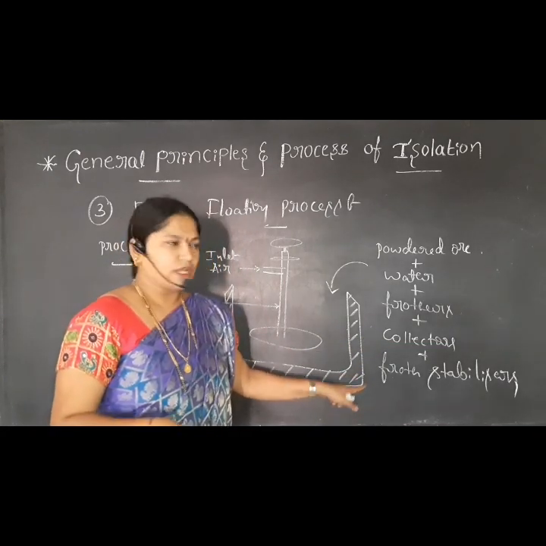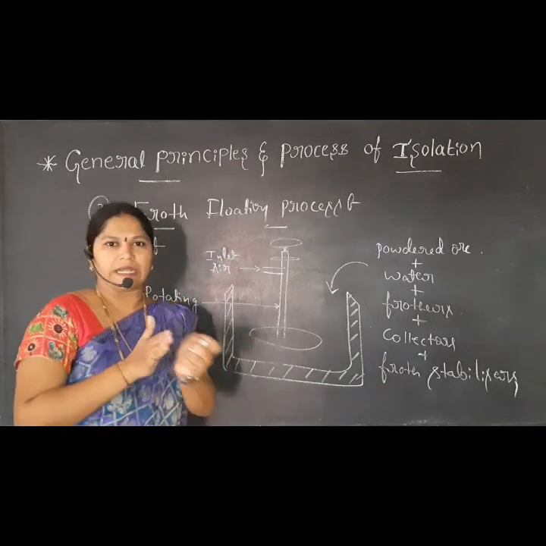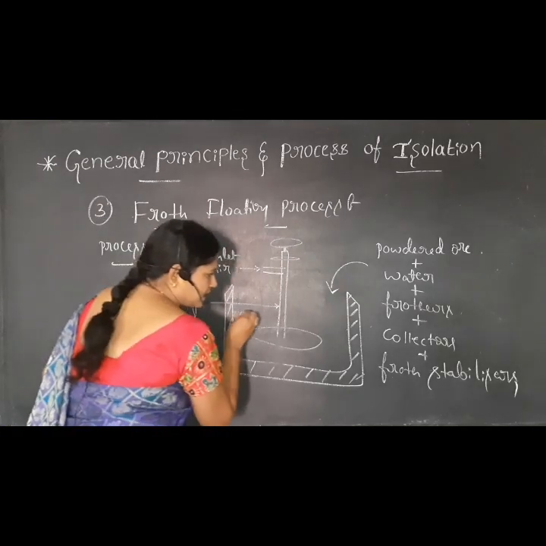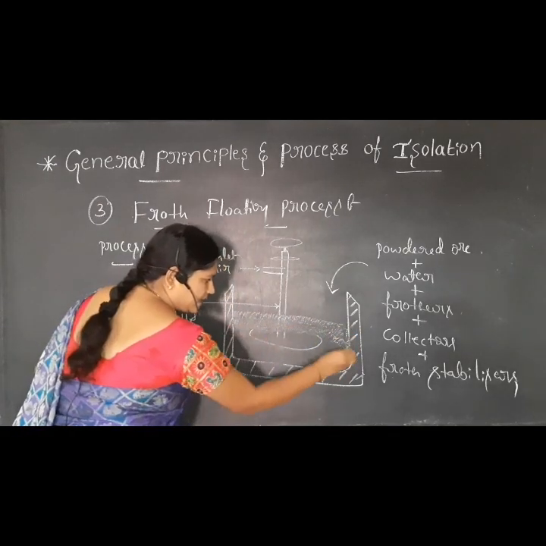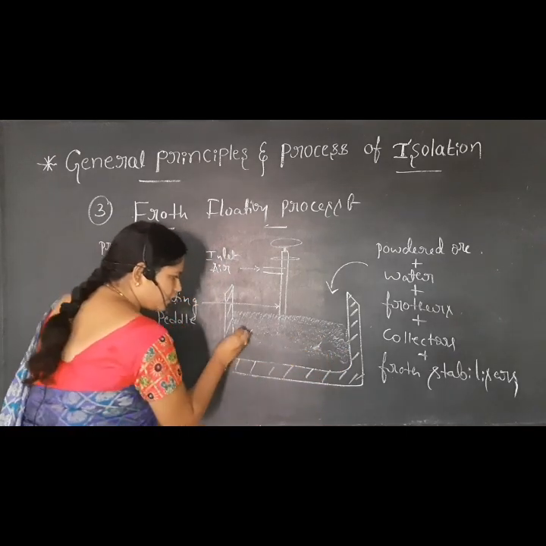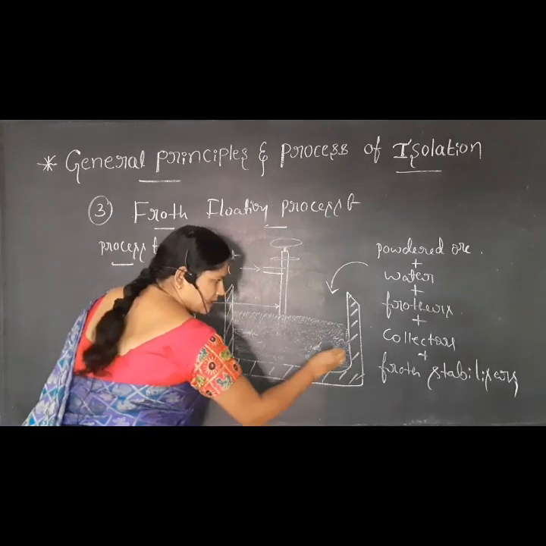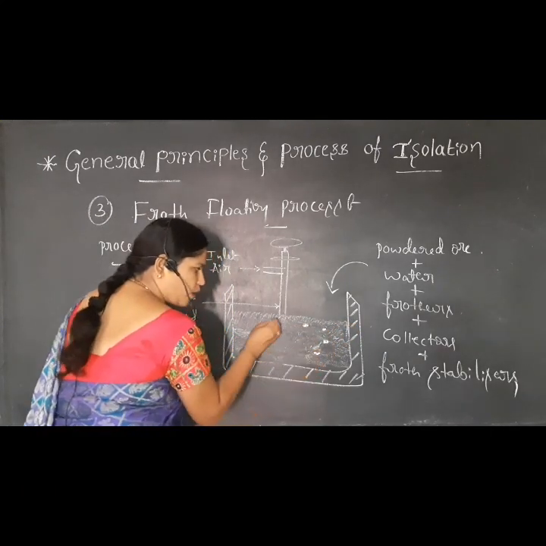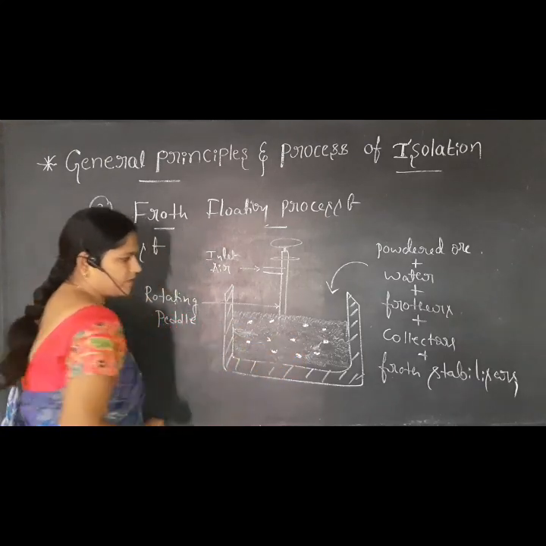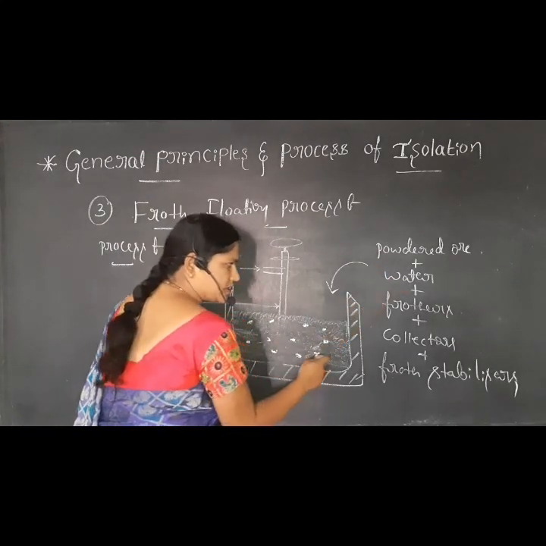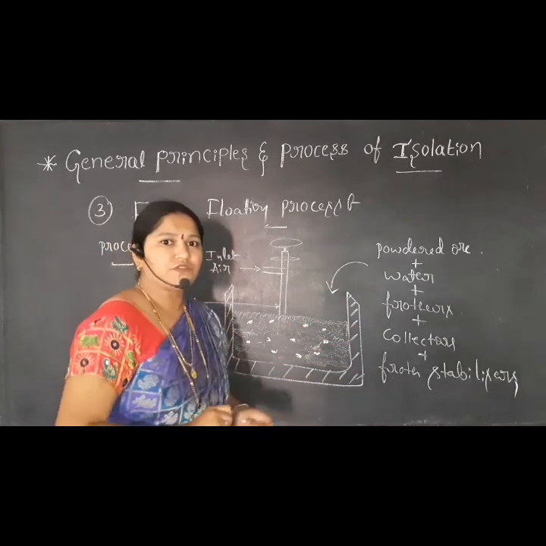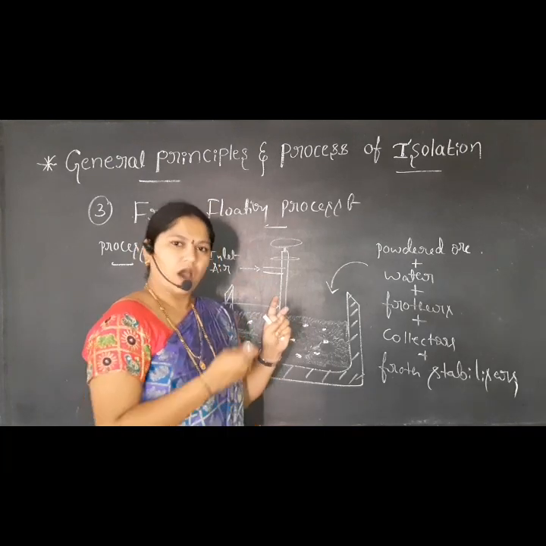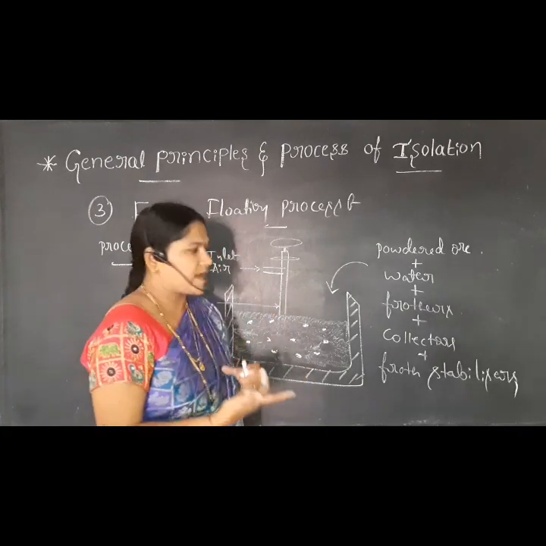Clear? Then after adding all these things, start rotating, with the passing of air. Then what happened? See here. Already we added water, followed by frothers. So this is water containing a powdered ore here. Powdered ore with it, water with it. To this add frothers. What actually are frothers? Frothers are nothing but chemical substances or organic materials which create froth in the water.